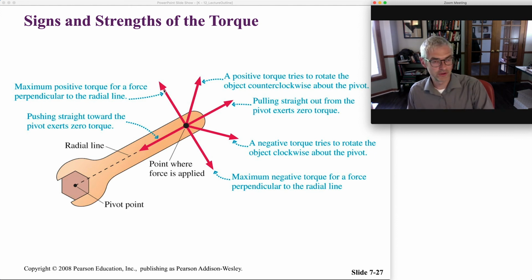We saw this before with rotations. That's what the last lecture was about. Counterclockwise rotation is positive. Clockwise rotation is negative. So we're going to have to take that and stick with it.